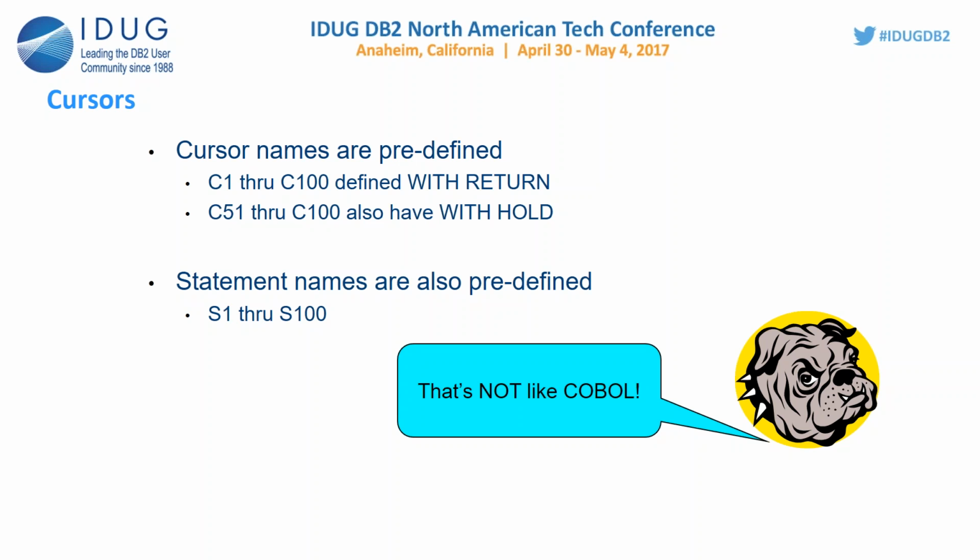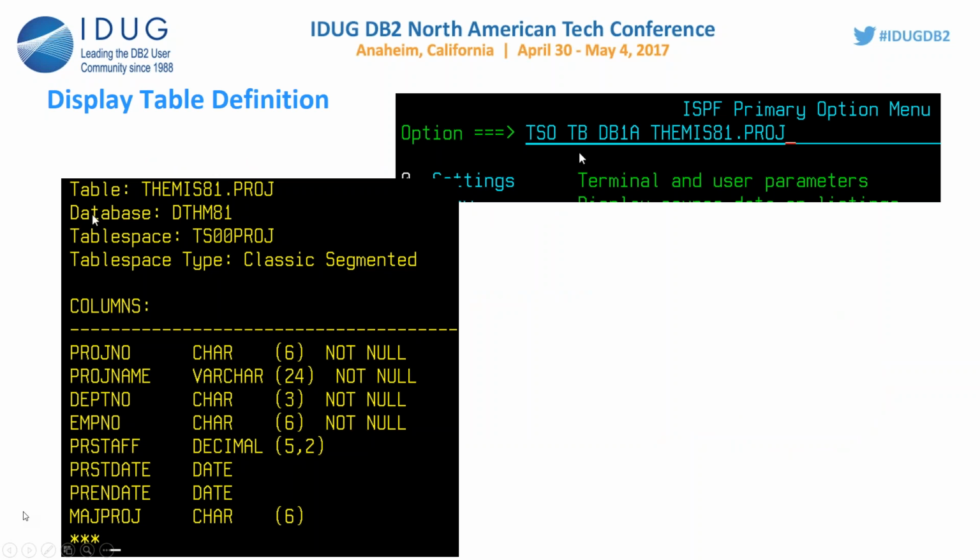Okay, so you see I called mine C1. I'm usually going to use C1 unless I have a reason not to. The only reason I would have to use something other than C1 is if I have more than one cursor. So then I would start with 2, 3, 4, 5. Or if I need withhold, then I've got to start up in the higher numbers. Okay, but I can't call the cursors and statements anything I want. I have to use one of these predefined names. Again, a little bit unlike COBOL if you're used to that.